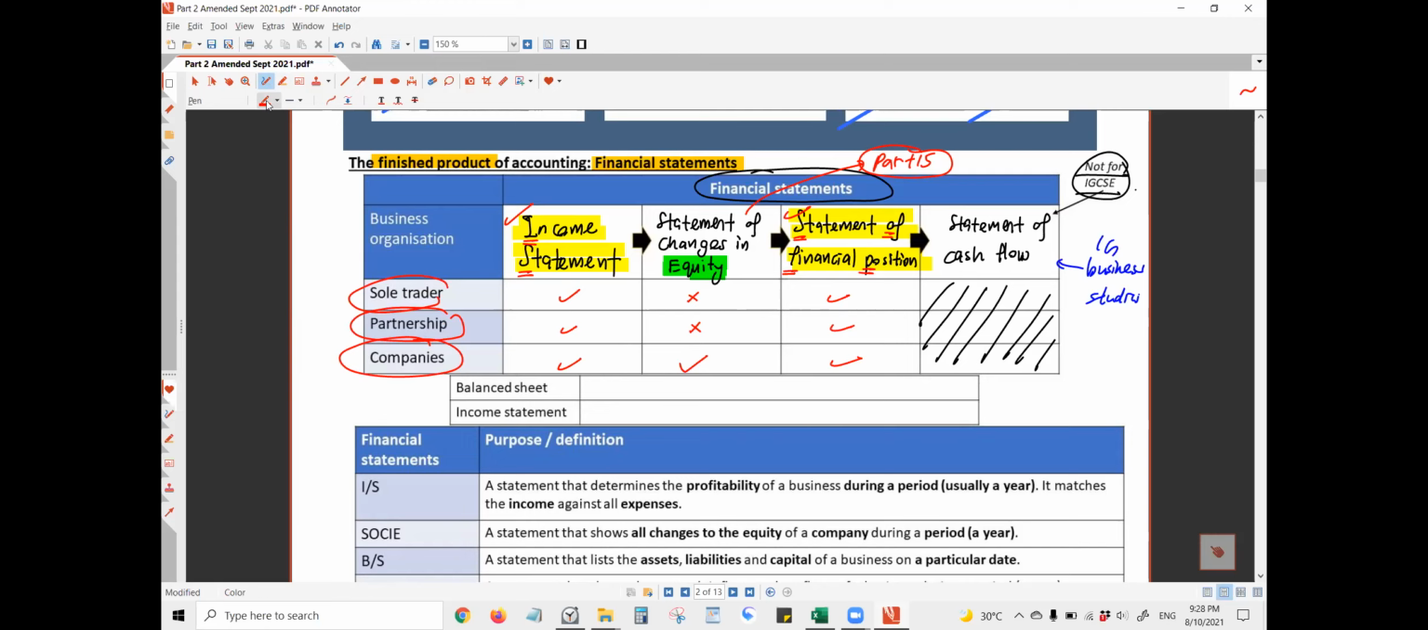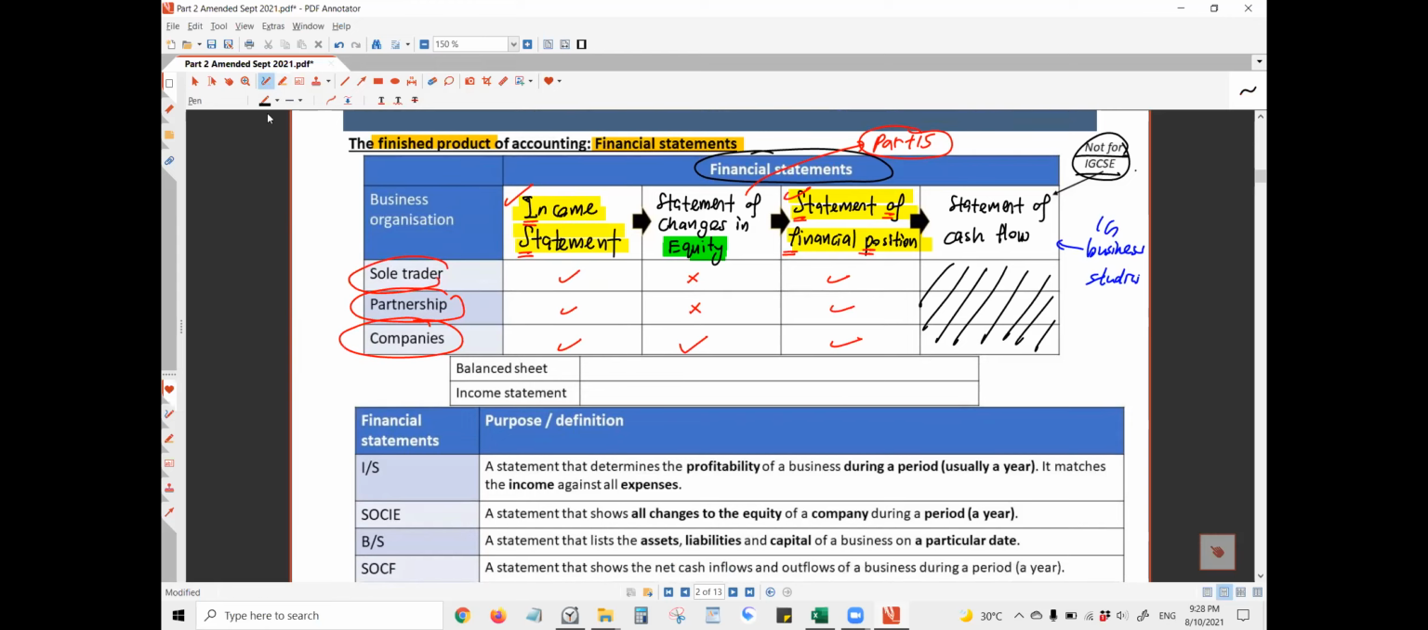Now, you see the next table. The next table is a table about synonyms. You see the word balance sheet. You write equal. Put the equal sign here. Then you write SOFP.